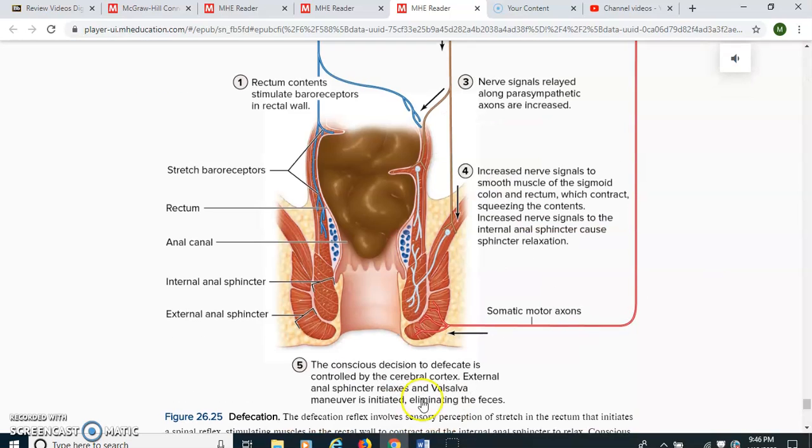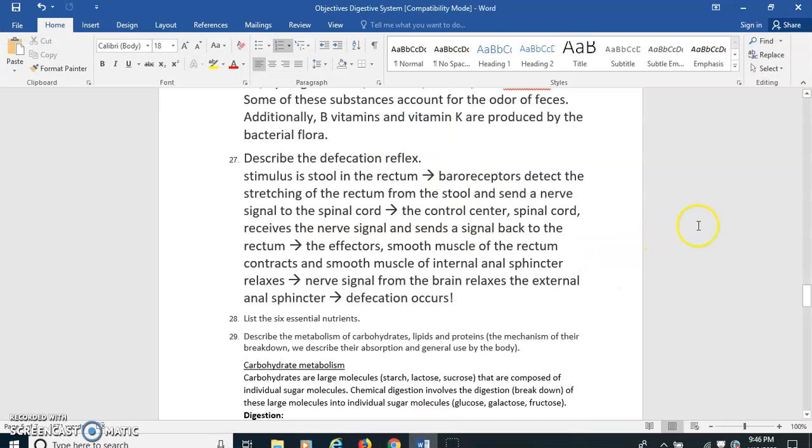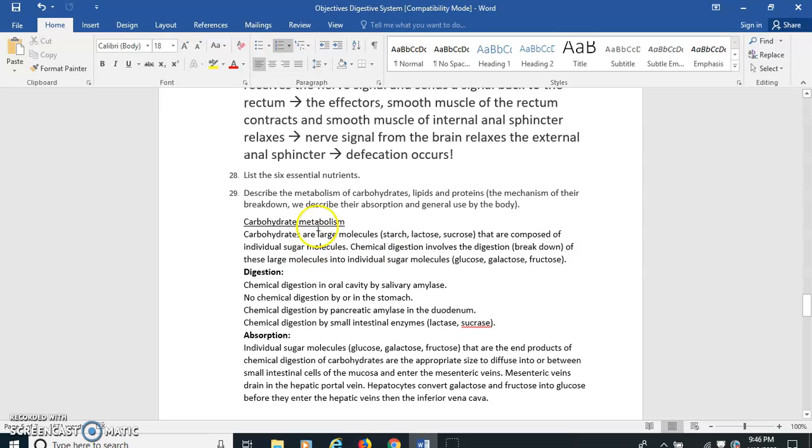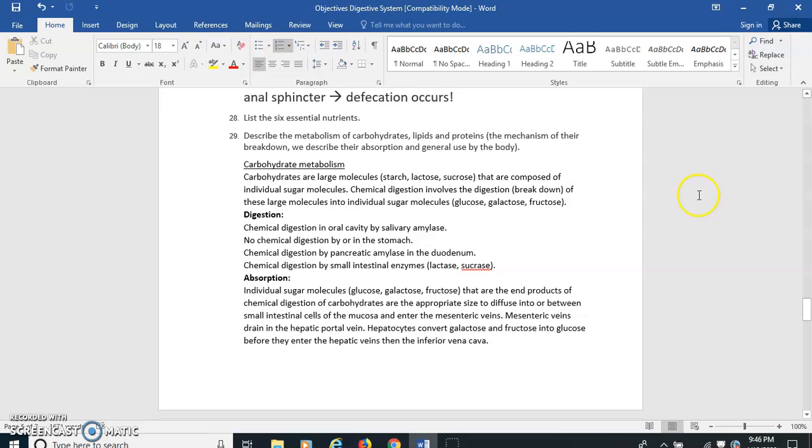So, all right. In the next video, we're going to focus on the breakdown of the 3 primary nutrients that we ingest when we're eating. We're going to talk about how carbohydrates are digested, how they're absorbed, how they're used in the body. We'll also do lipids and proteins as well. So we'll go over that in the next video.